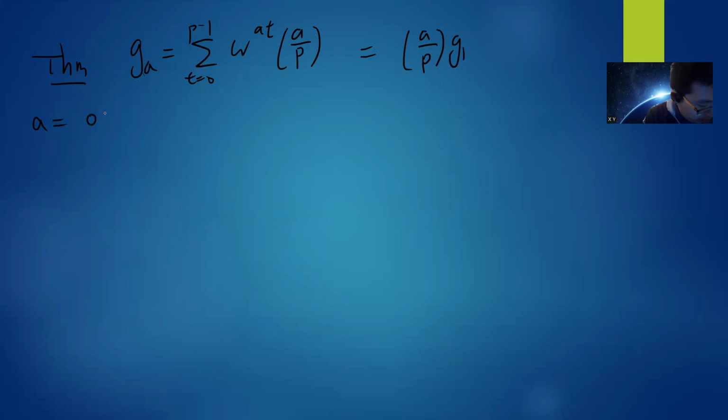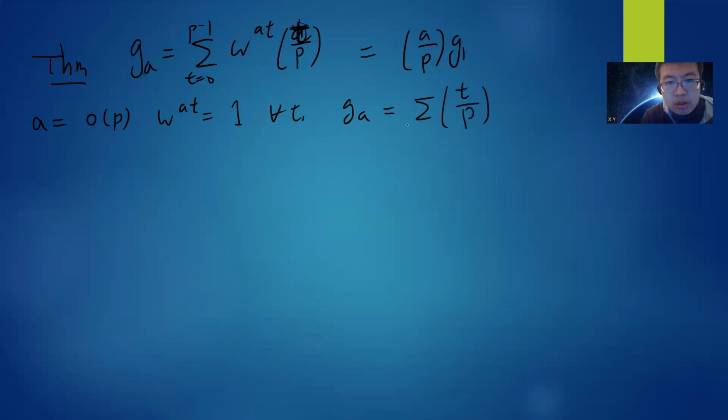If a is 0 mod p, then we know that omega^(at) is 1 for all t, right? So in this case, G_a will just be the sum of (t over p), right? And since it's 1, t from 0 to p minus 1, then it's 0. Okay, so this means that if a is 0 mod p, then this is 0, and you can obviously see G_1 is 0.